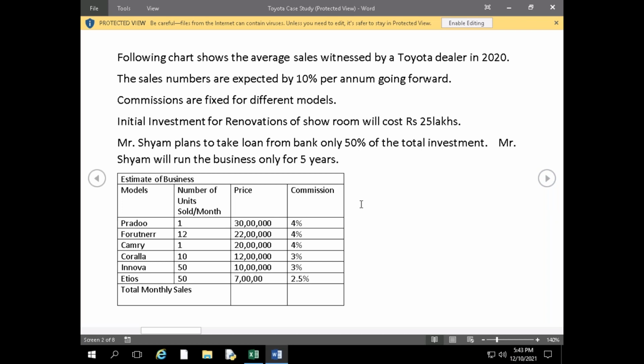The following chart shows the average sales witnessed by a Toyota dealer in 2020. The sales numbers are expected to increase by 10% per annum going forward. Commissions are fixed for the different models. Initial investment for the renovation of the showroom will cost 25 lakhs. Mr. Sham plans to take a loan from the bank for only 50% of the total investment. Mr. Sham will run the business only for 5 years. So: models, number of units sold per month, the price, and commission.